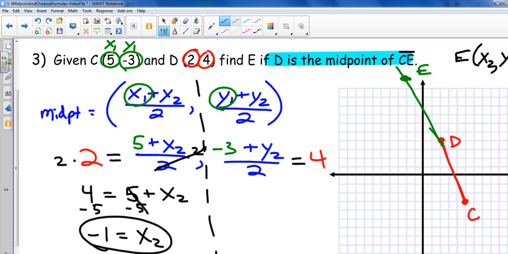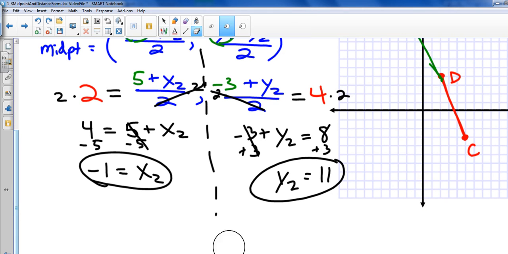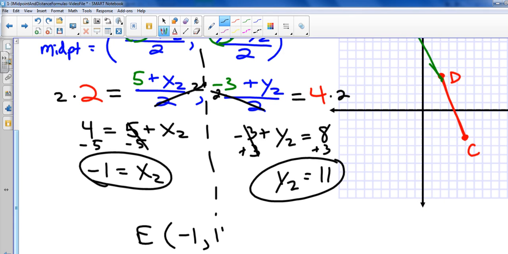Same thing on the right-hand side. So I'm going to multiply by 2 on both sides. I'm a little squished up here. Negative 3 plus y2 is equal to 4 times 2, which is 8. And I'm going to add 3, giving me a y value of 11 for, again, my second endpoint. That's what the subscript 2 is telling me. Putting it together, we just calculated that the other endpoint, E, is actually going to be coordinates negative 1, 11.